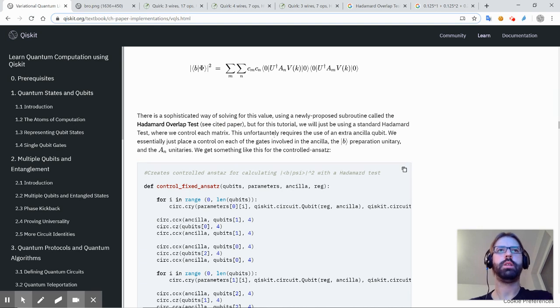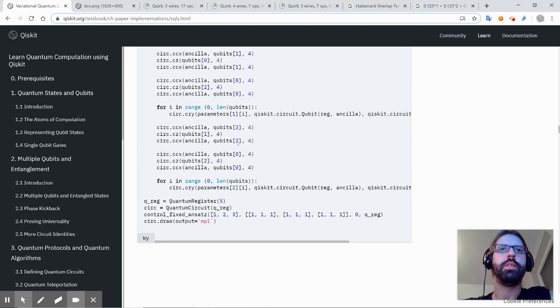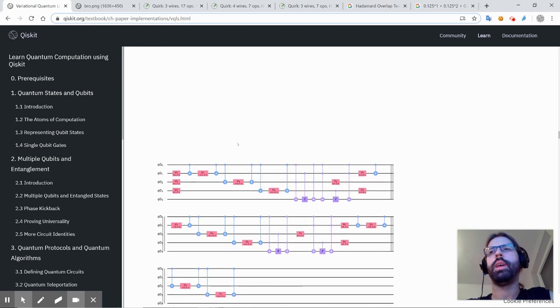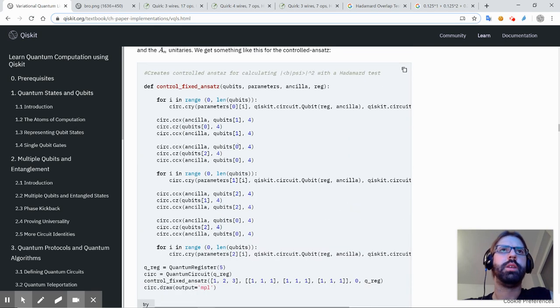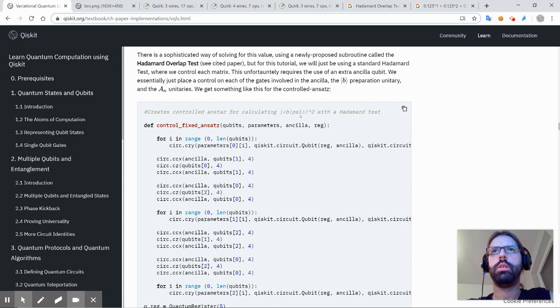Okay, something to explore. But for this tutorial, we'll just be using a standard Hadamard test where we control each matrix, using an extra qubit. Okay, control fixed ansatz. So what are we doing here? What the hell is this? It creates a control ansatz for calculating this stuff in here with a Hadamard test.